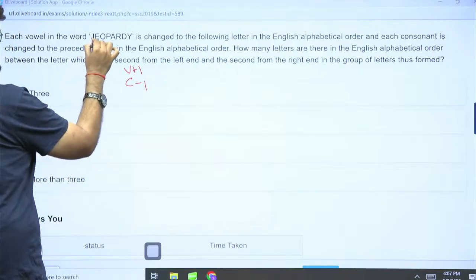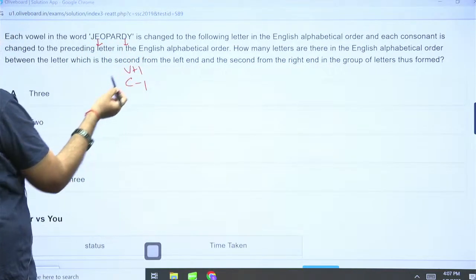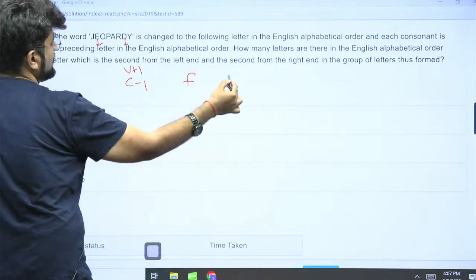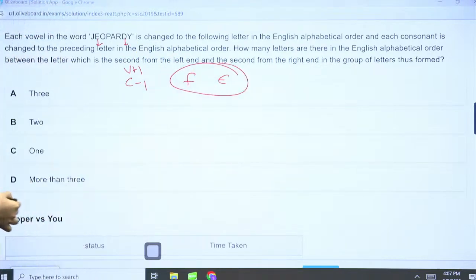So we can see second from the left and second from the right. No, let's do only this much. So this is vowel. Vowel plus 1 will become F and consonant minus 1 will become E. They are asking you how many letters are between them. I think none.